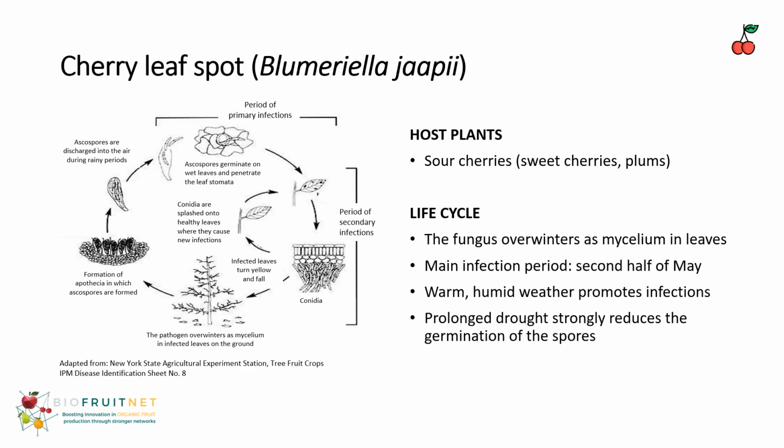Cherry leaf spot can be a devastating disease for cherries, whereby sour cherries are more sensitive than sweet cherries. It also can occur in plums. The fungus overwinters as mycelium in leaves. The main infection period is during the second half of May. Warm, humid weather promotes infection, while prolonged drought dramatically reduces the germination capacity of the spores.